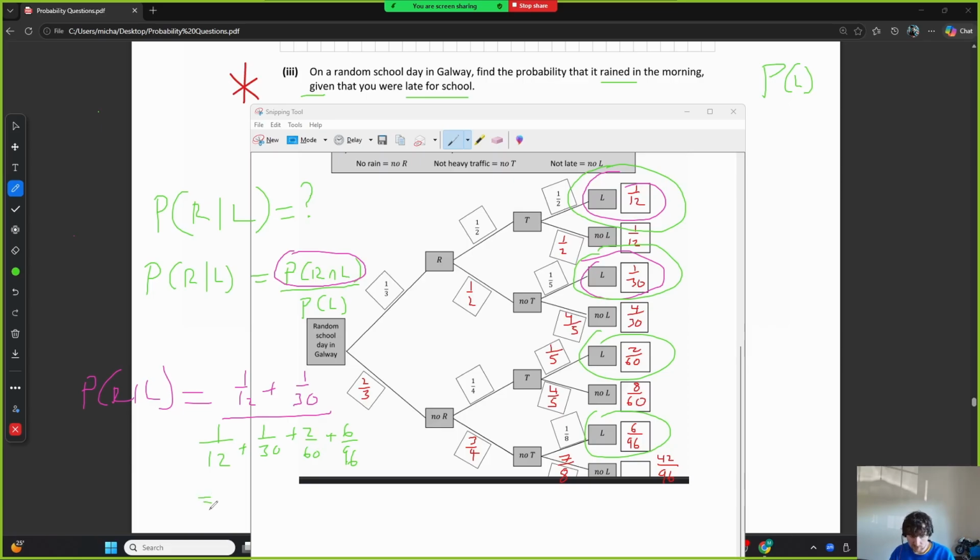Sure, I'll type that into the calculator. It's not going to take me too long. 1 over 30 plus 1 over 12, over 1 over 30 plus 2 over 60 plus 6 over 96. So if you do that, you should get the answer to this question is 28 over 51. Okay, great. Really good question. Make some notes on it if you got stuck with it. And if you got it out, well done. All right, let me clear this away, get on to our next question.